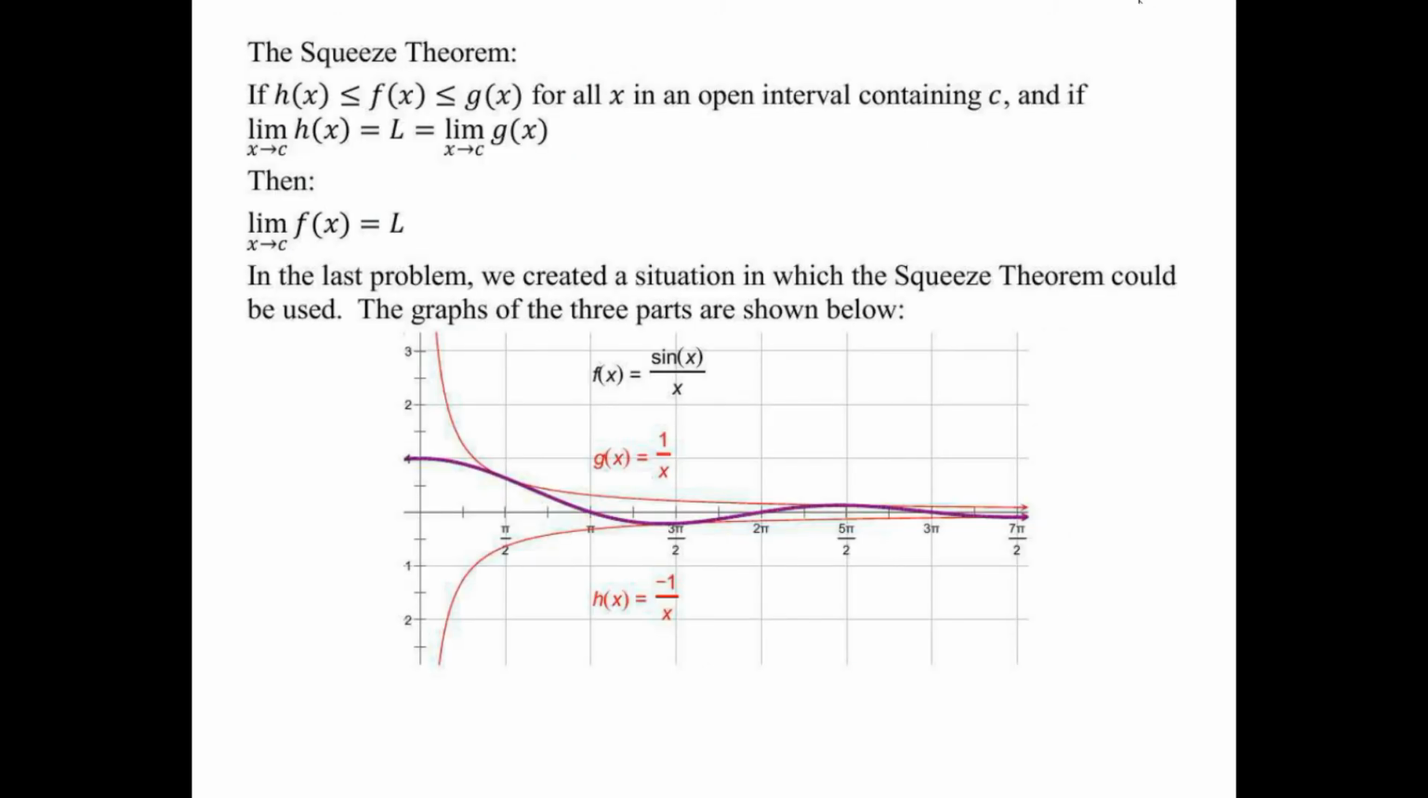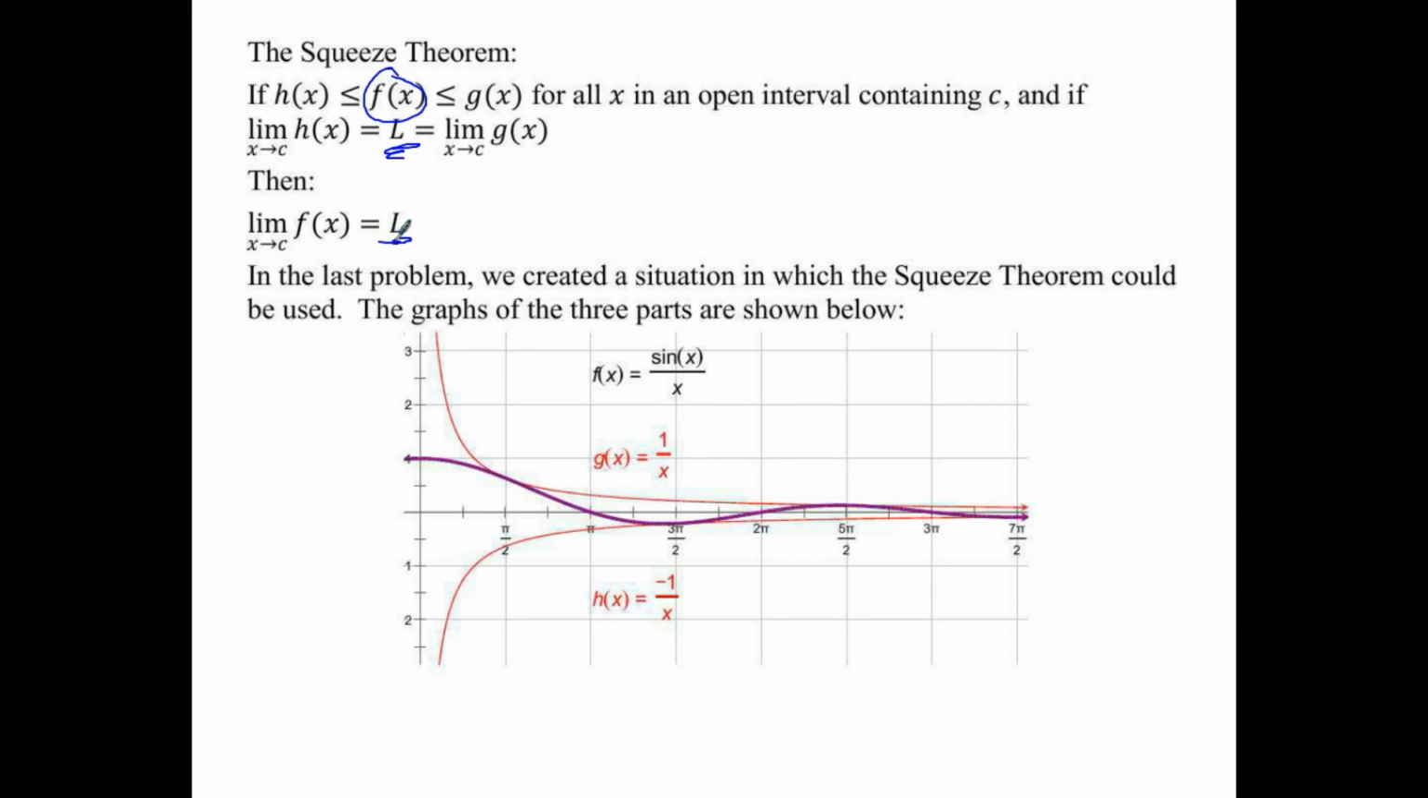Here is the squeeze theorem officially. If h of x is less than or equal to f of x is less than or equal to g of x. So what it's saying is f of x is always between h of x and g of x. So this function is always between two other functions in an open interval containing some number c, and the limit as x approaches this number c of h of x is equal to L, same as g of x. So the two outer functions have the same limit. Then that means that the inside function, the one that's between the two outer functions, must also have the same limit.